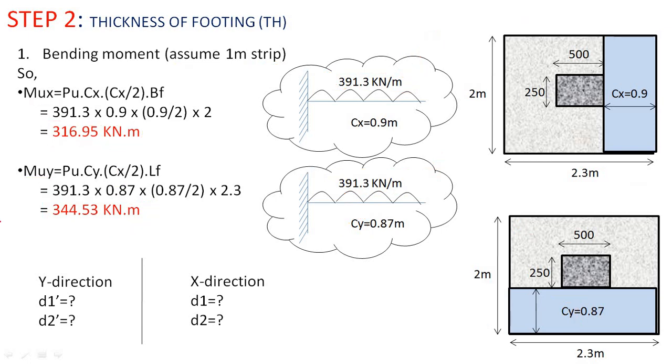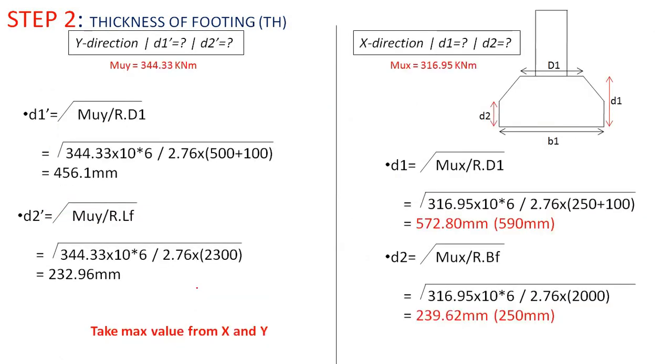Now what we will do, we have to find the d, or we can say d1 dash, d2 dash, in the x direction and in the y direction. In the x direction we will find the value of d1 and d2. Let us see how we have to calculate d1, d2, d1 dash, d2 dash in the x direction and in the y direction. For this we first have to divide into the x direction and y direction. So we will first see the x direction. In the x direction we have to find the value of d1 and the value of d2.